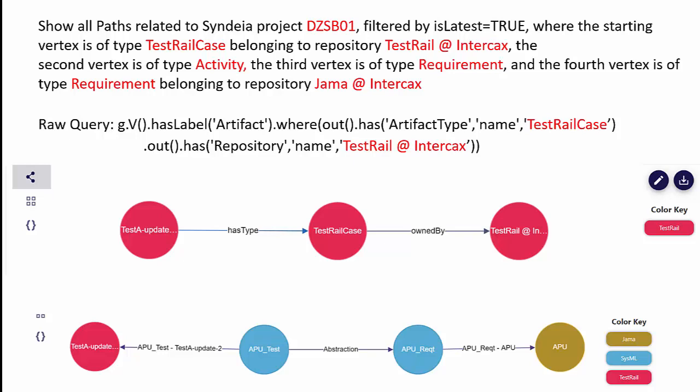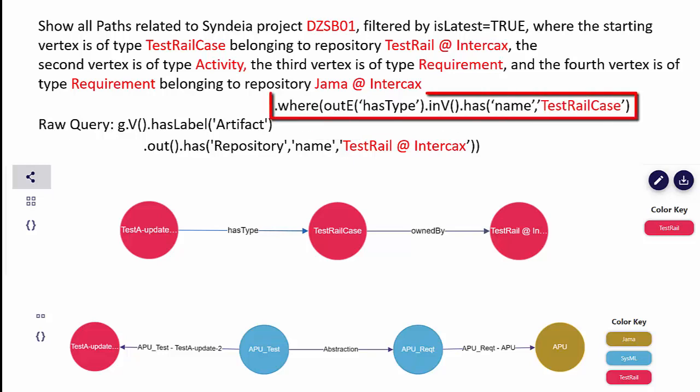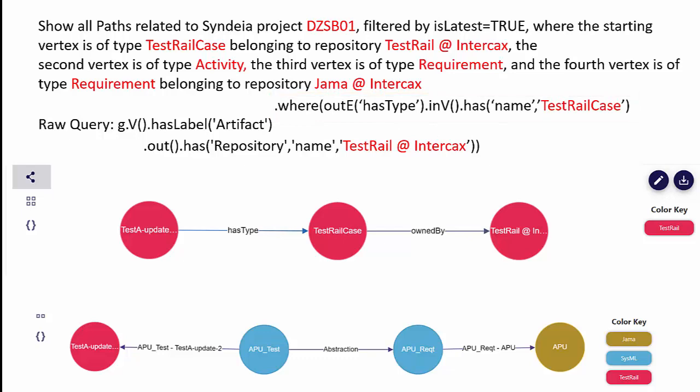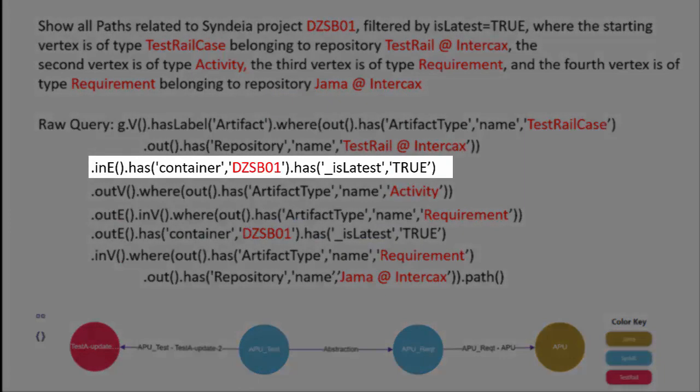There are alternative ways to specify this path in Gremlin. Out, for example, represents a double step, an outward edge pointing into a vertex. We could rewrite this as two single steps with the same outcome. From the starting vertices, we look for an inward-pointing edge that is owned by the Syndea project container DZ-SB01. Remember that Syndea projects only contain relations between elements in different repositories, such as TestRail and SysML in this example. These relations can be of many types, but here we have not put a further restriction on the relation type.